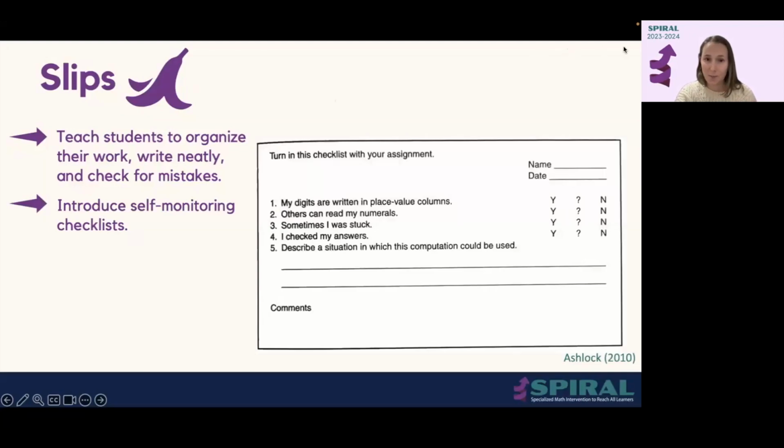So, here in this example, it says turn in this checklist with your assignment. Students have to check yes, no, or not sure for: my digits are written in place value columns, others can read my numerals, sometimes I was stuck, I checked my answers, as well as describe a situation in which this computation could be used. So, this is an example of a self-monitoring checklist. Before the student turns in their work, they run through that mental list of: did I organize my work? Did I write neatly? Did I check for mistakes?